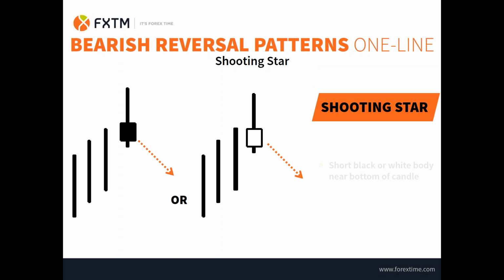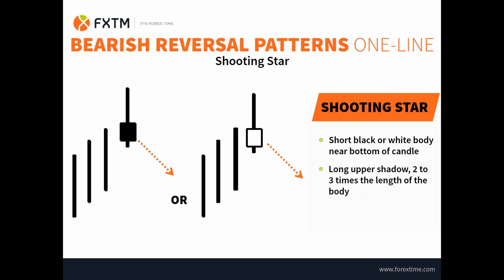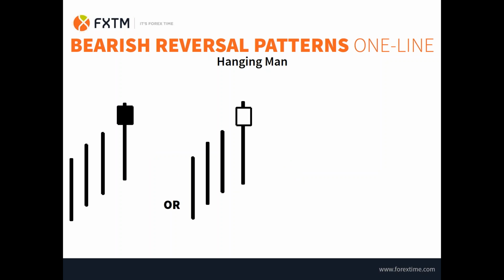Again, the specs are very familiar. Short black or white body, an upper long shadow, 2 to 3 times the size of the body. Okay? The lower shadow, very tiny or does not exist at all. All right, very good. And then, of course, the hanging man, which is a hammer at the top. This is what it is, but they call it hanging man. And again, I don't really feel very comfortable with this formation at the top to take a short position.